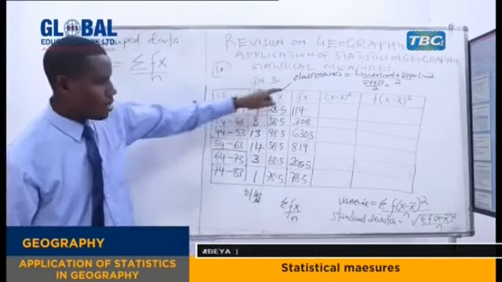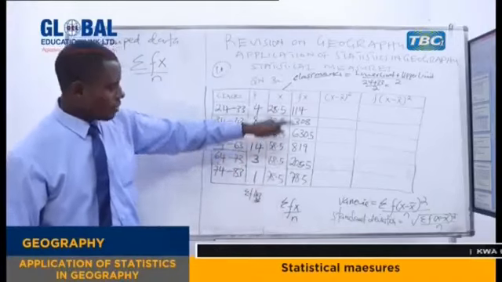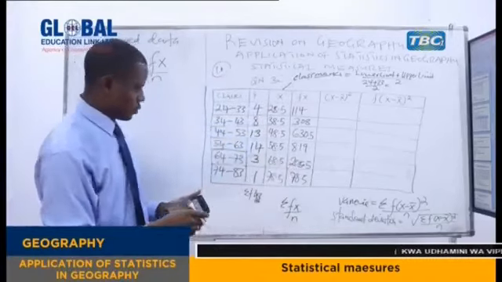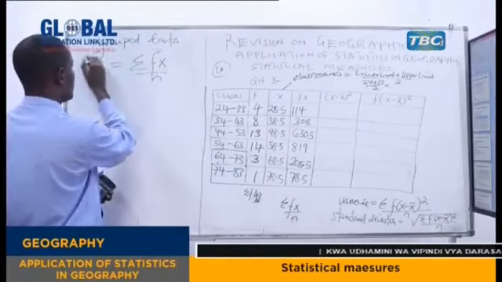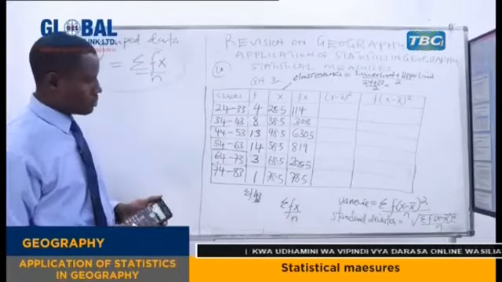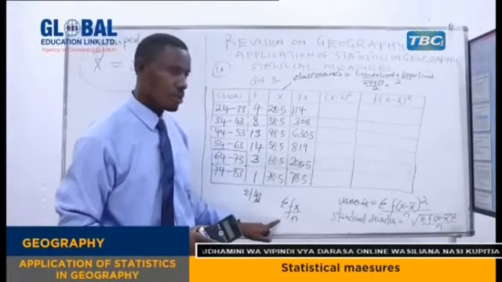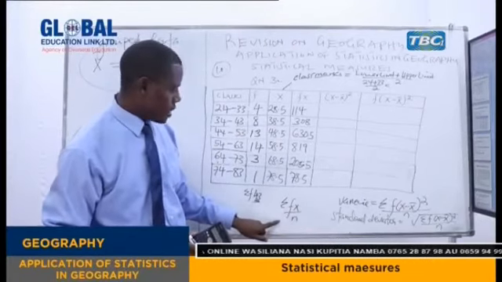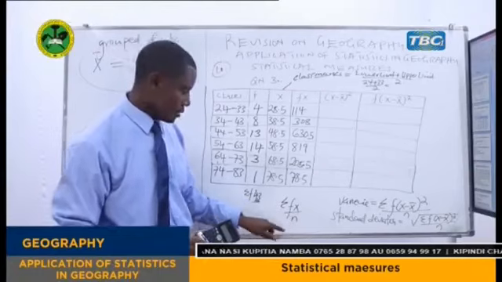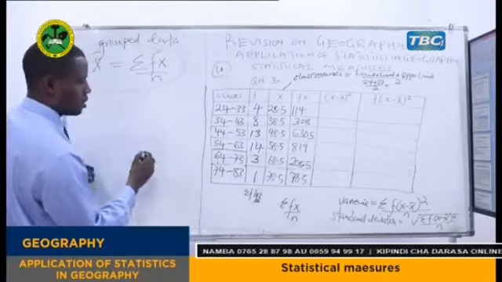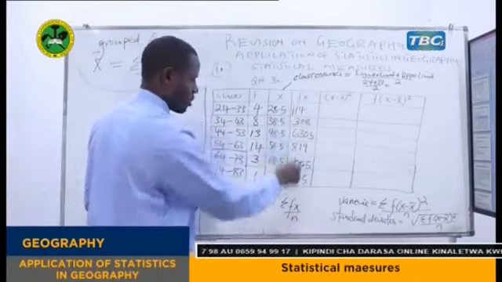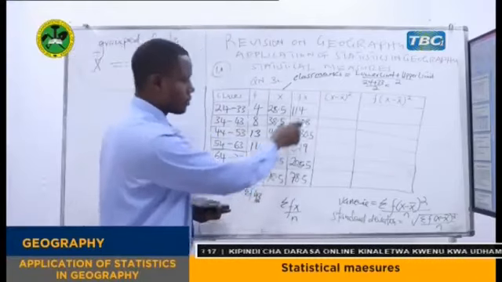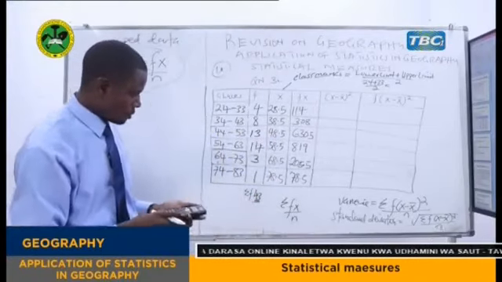So we are done with the fx column, and when we are done with the fx column, we should recall that we are supposed to find the what? The mean. So how do we find the mean for that particular column? We have given the formula over there. It's about the summation of fx, then we divide by n. So for that case, we have to find the total of that particular column.